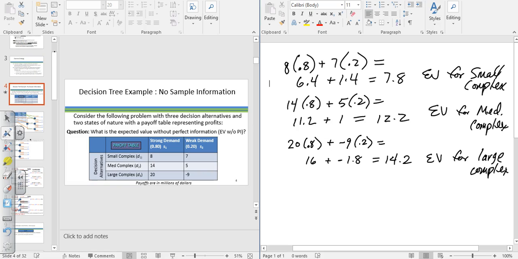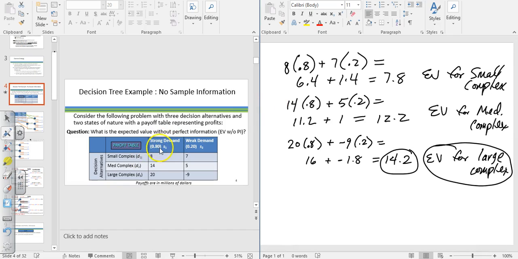Okay, and we can see from there that this is our optimal expected value. So given the strong demand is 80% likely, that's the probability, and the weak demand is set at 20%, with these expected payouts, the large complex would be the best decision, because with strong demand, there's an 80% chance that you're going to get this payout as opposed to these other payouts. And the 20% is weak enough that even the downside, because it's not likely to happen, is not going to counteract the fact that these others do well in a weak environment. So the expected value overall, 14.2 for a large complex, is the better decision here.